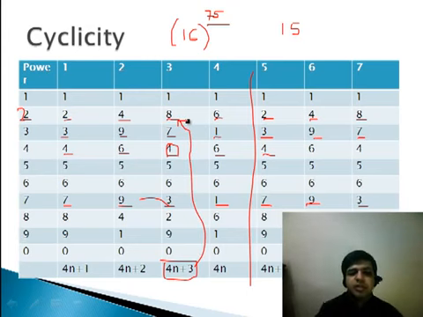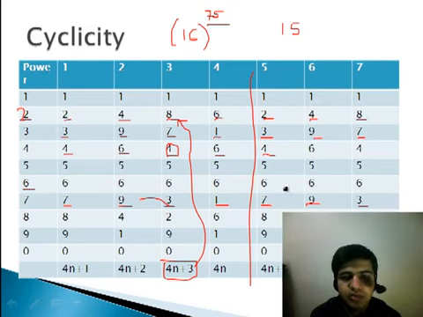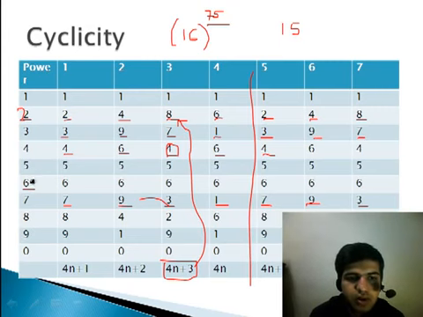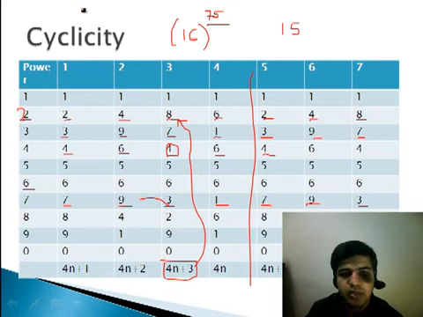Similarly, take up another example: 16 raised to 75. We know that for all the powers of a number ending in 6, the last digit is 6. So that would be the answer: 6 is the answer. We don't need to practically calculate 4n plus 1 in cases of 1, 5, 6 and 0. But in other cases of 2, 3, 4, 8, we always need to break the power down into the form of 4n plus something: 4n plus 1, 4n plus 2, 4n plus 3 or 4n plus 0.